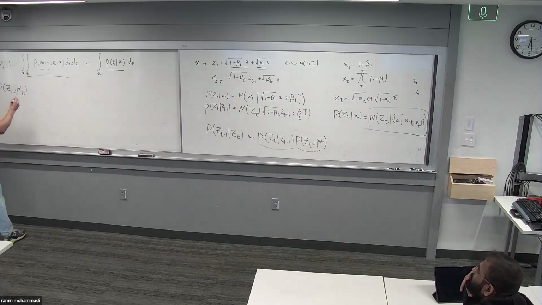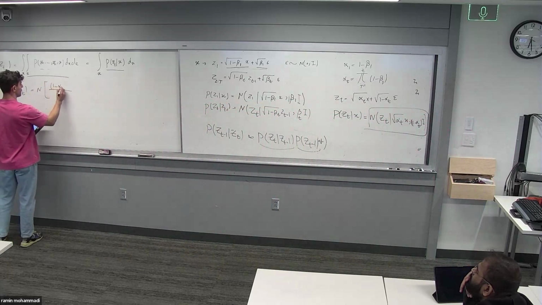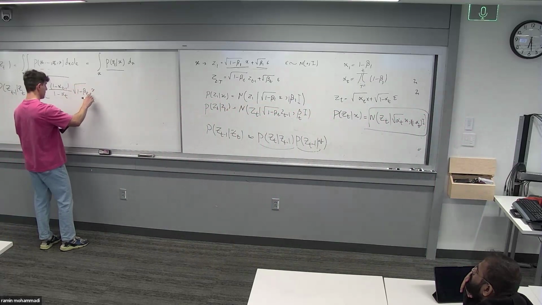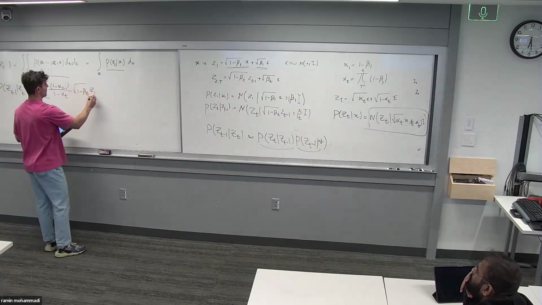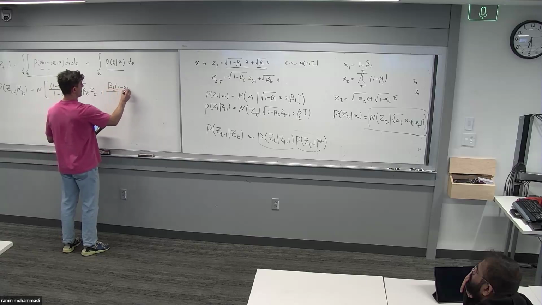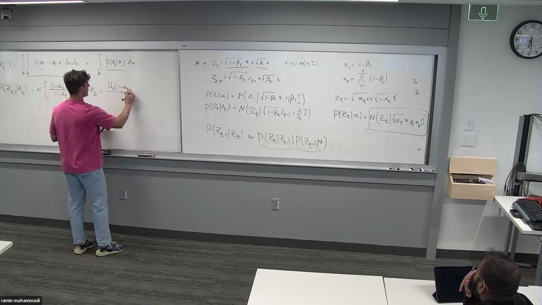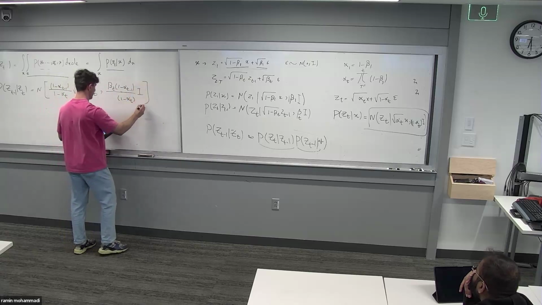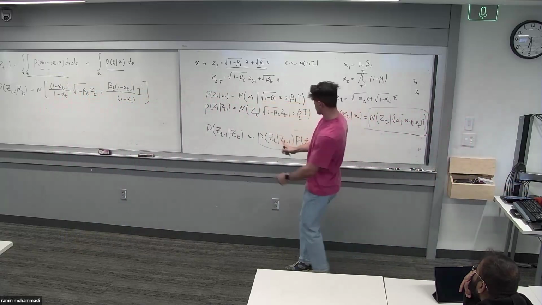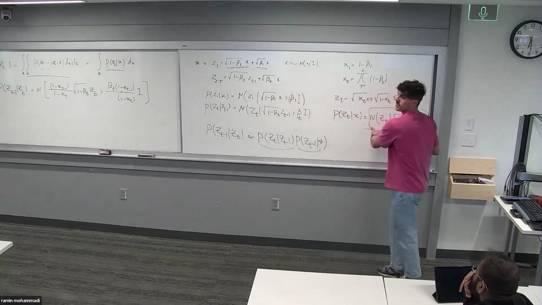This term is itself a Gaussian. So when you mix this Gaussian and this Gaussian, that's a new Gaussian that you will get.